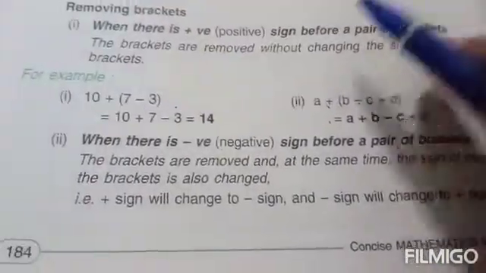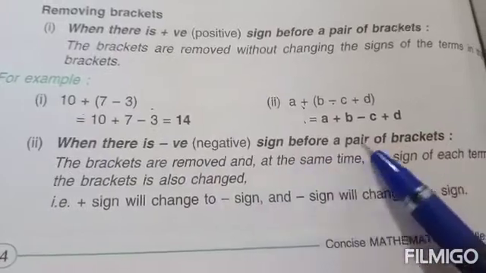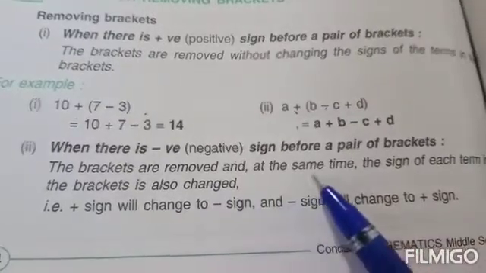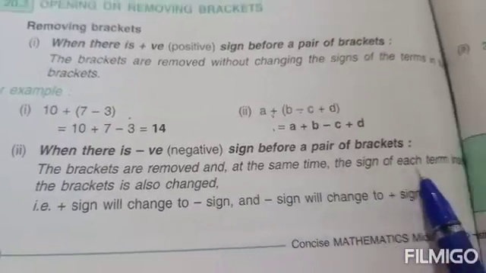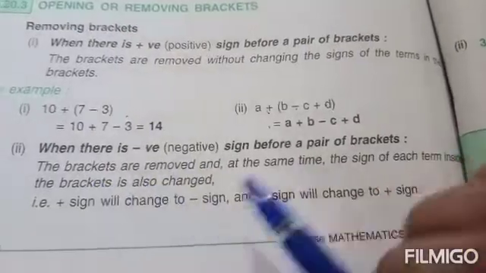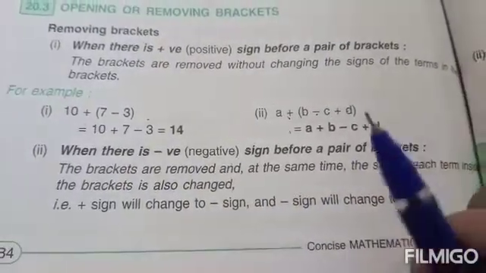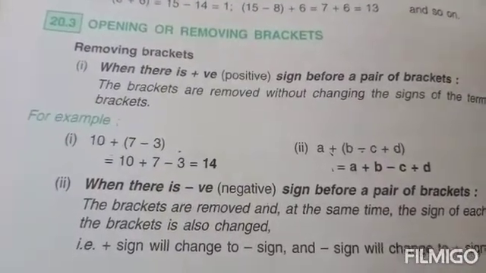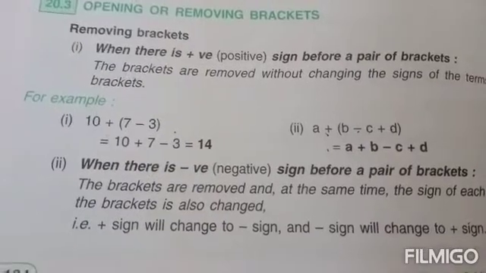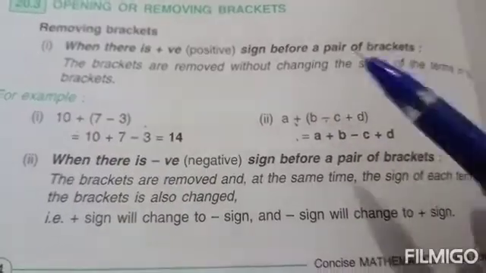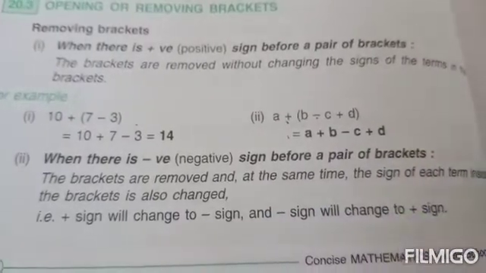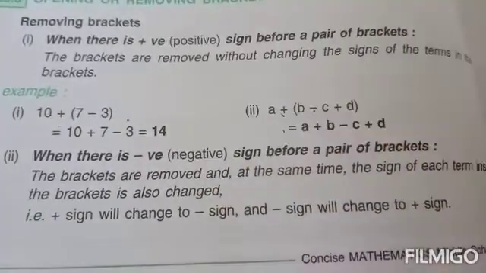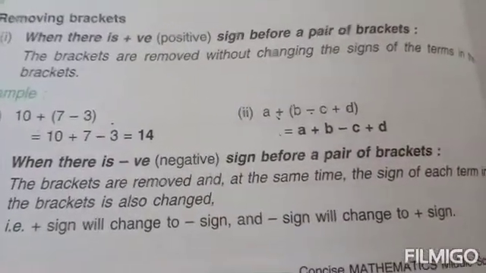But when there is a negative sign before a pair of brackets, the brackets are removed and at the same time the sign of each term inside the bracket is also changed. Whatever terms are given inside the bracket, the sign of those terms will change. Positive sign will change to negative, negative will change to positive.